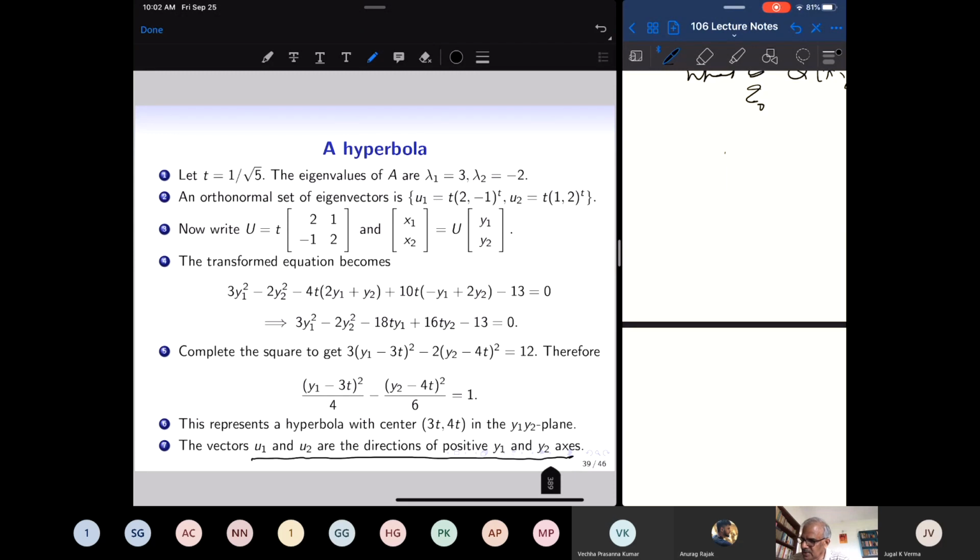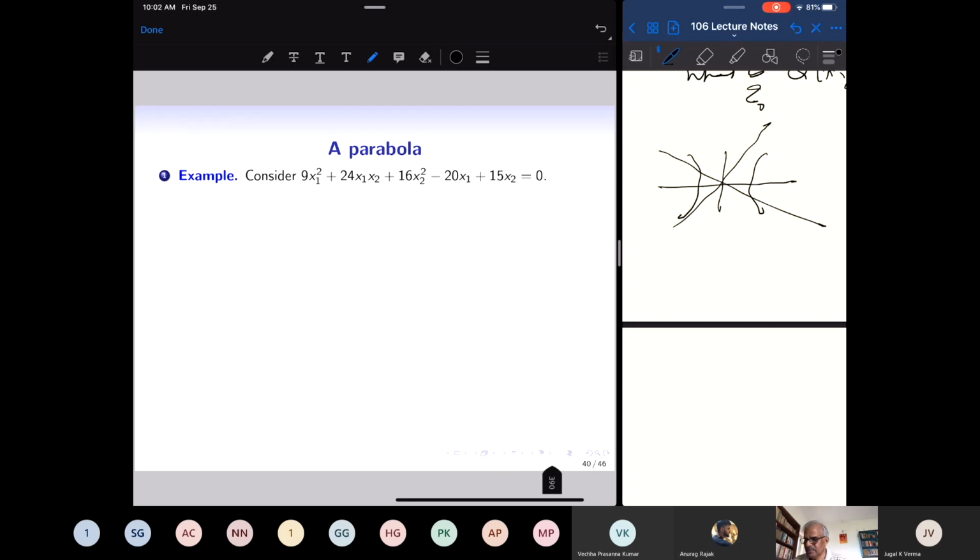Okay, so it will be given by something like this. But these are the tilted axes. The original x-axis and y-axis could be like this. But when you tilt the axis, there is a rotation involved and there is a translation involved. So we can determine the shape by this diagonalization procedure. Let's see an example where we get a parabola.